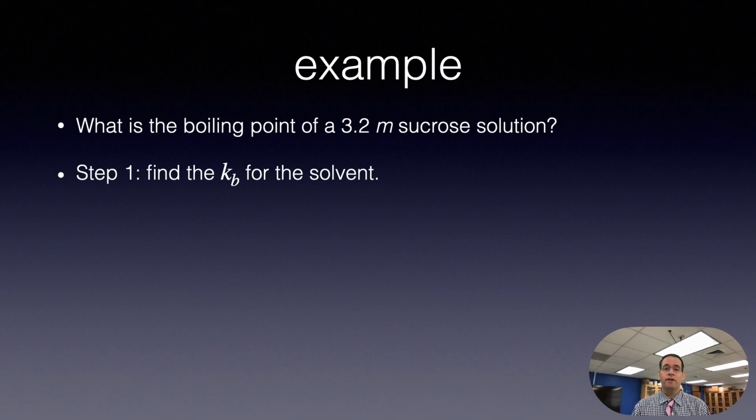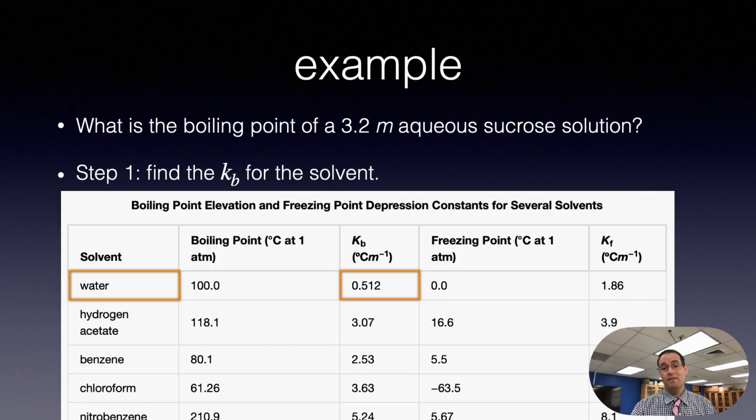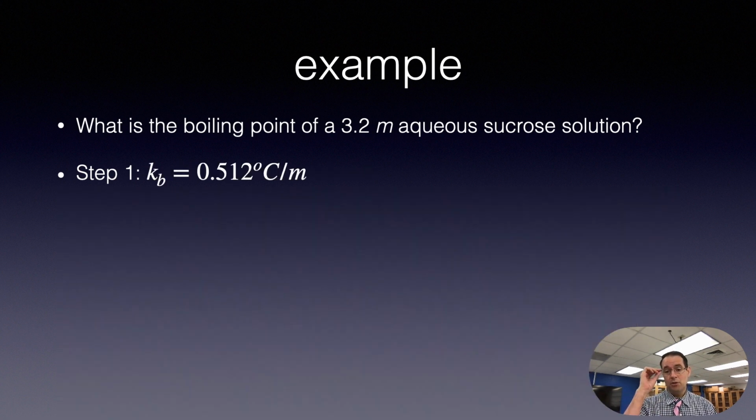All right, here's our first example. What is the boiling point of a 3.2 molal sucrose solution? So step one, you want to find the KB for the solvent, okay? So this is an aqueous sucrose solution, which means there's water involved, so the KB is 0.512, all right? So that's table 11.2 in your textbook, all right?